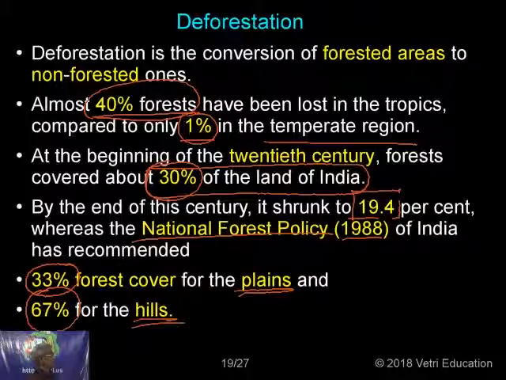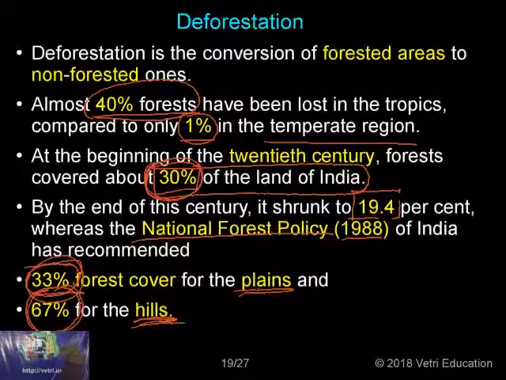See the pathetic condition. At the beginning of this 20th century, forest coverage was only 30%. But even this 30% is not sufficient. The National Forest Policy says you must have a minimum of 33% of forest cover in the plains and 67% of forest cover in the hills. Compare this 33% and the earlier 30%. And now it has come to 20%. It is shrinking and shrinking. It is going down. 33%, 30% has become 20%.